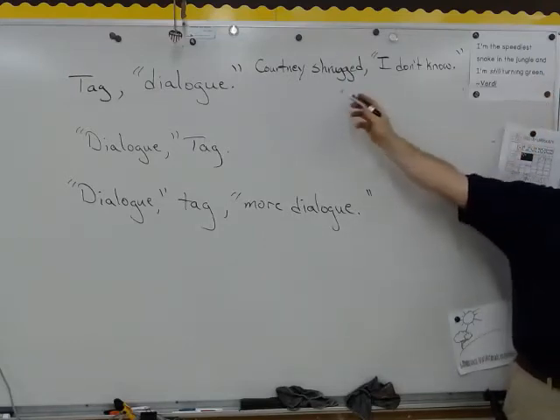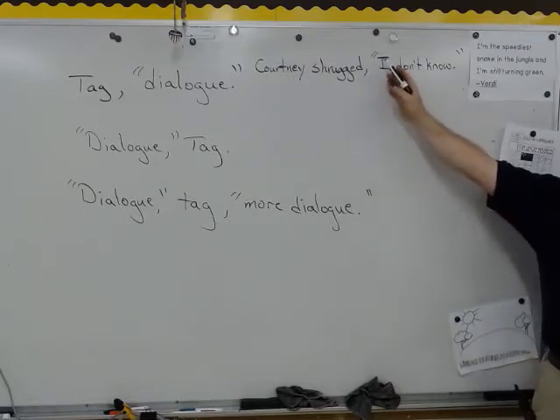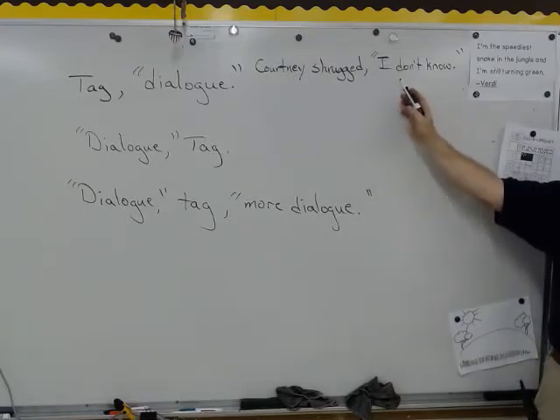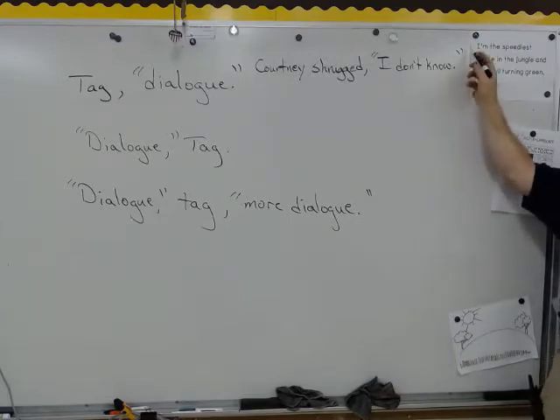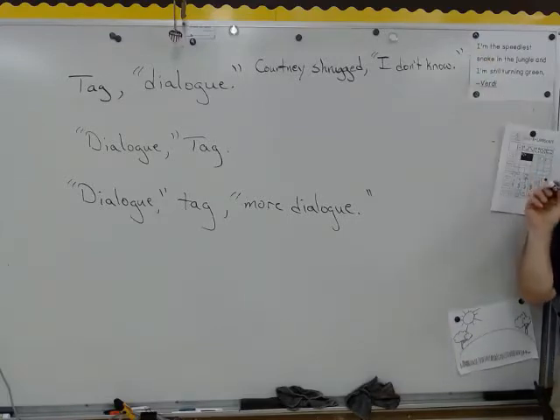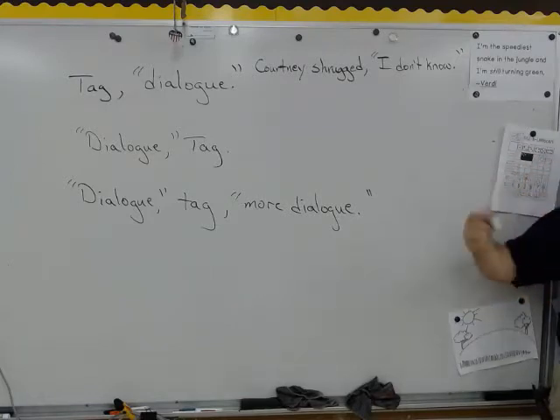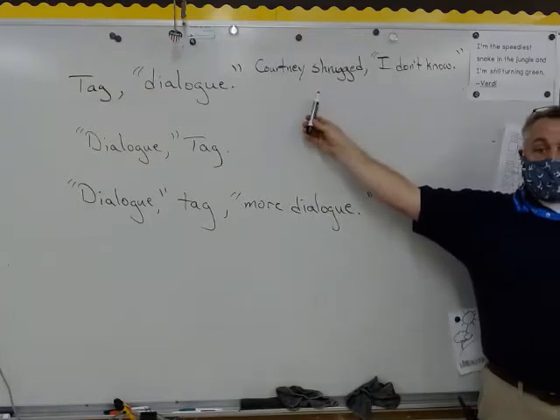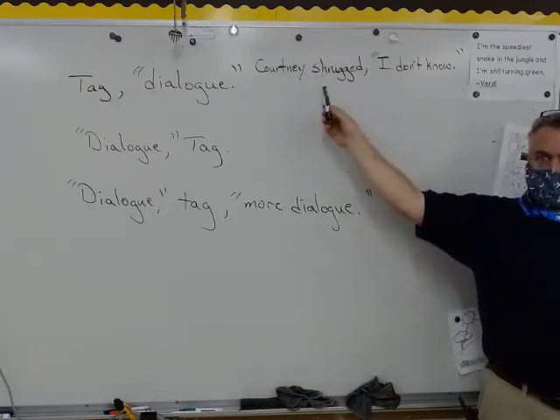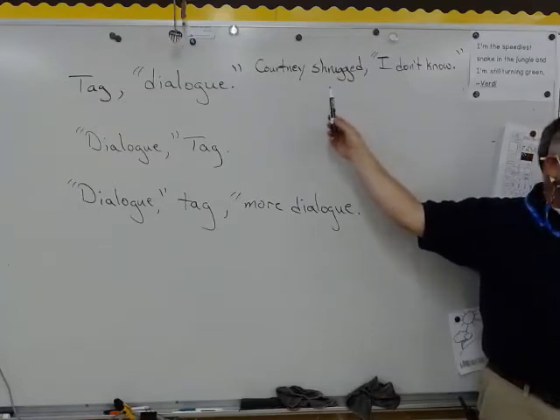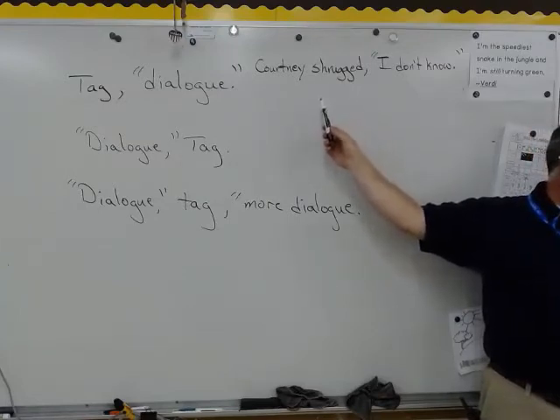Okay? So Courtney shrugged, comma, open my quotation marks. Now I'm going to say her words. I don't know. End mark. Close quotation marks. Okay? That's one way to have people speak in a book. This is the way I like the most, because when you're reading, it tells you right away which character is speaking. Because you know how I like to do different voices for characters?